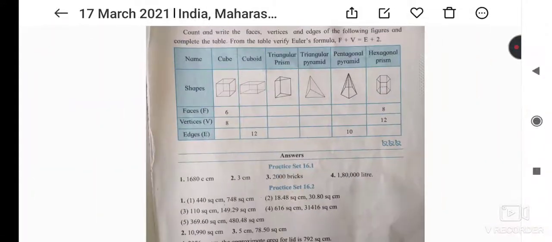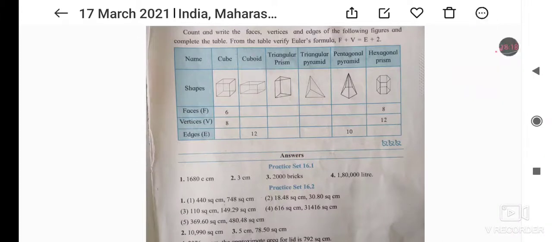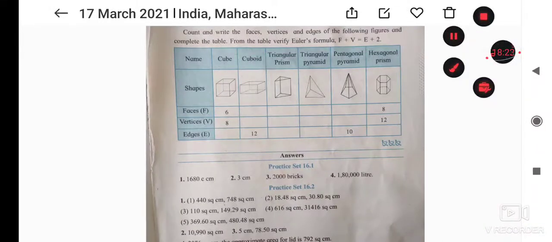With this, we have concluded today the lesson number 16, that is volume and surface area. Only one lesson, lesson number 17, circle, is left, and we will complete it in our next lecture, within 2-3 lectures. Okay, so today we are going to stop here. Thank you and have a good day.